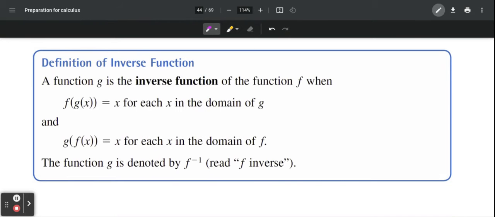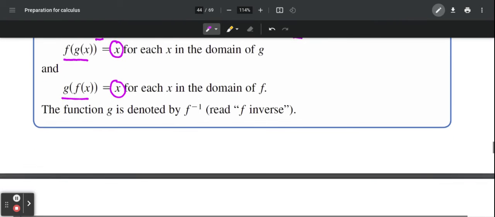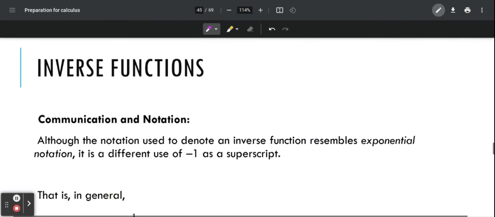So if you have a function g and you're saying that it's the inverse of a different function f, then when you do the composite of f of g of x, it would simplify down to x. And if you do the composite of g of f of x, it would also simplify down to x. If they don't simplify down to x, then they're not going to be inverses.